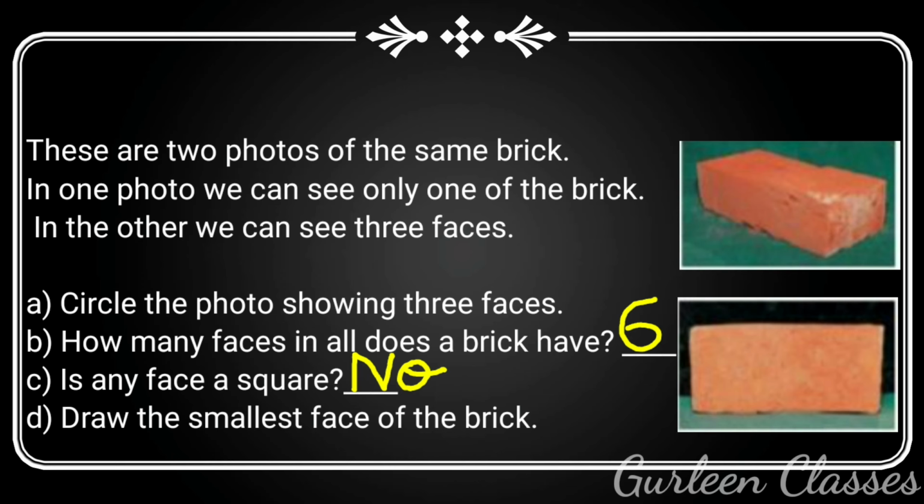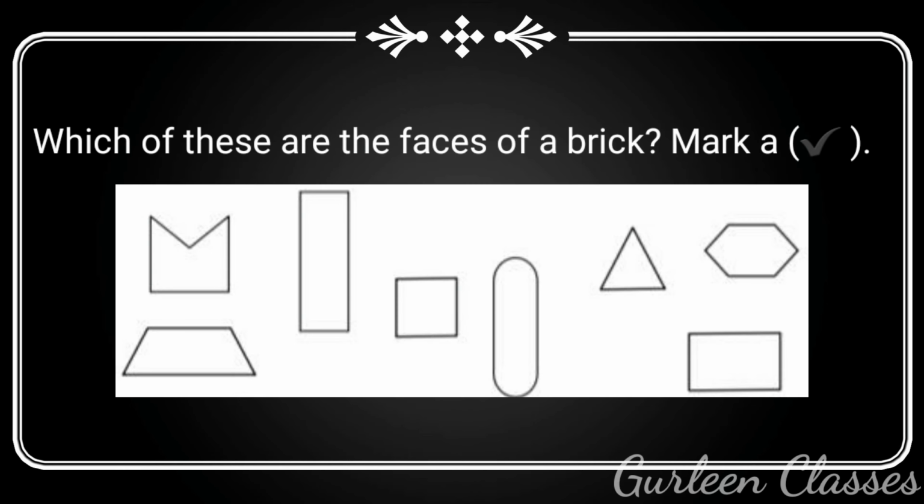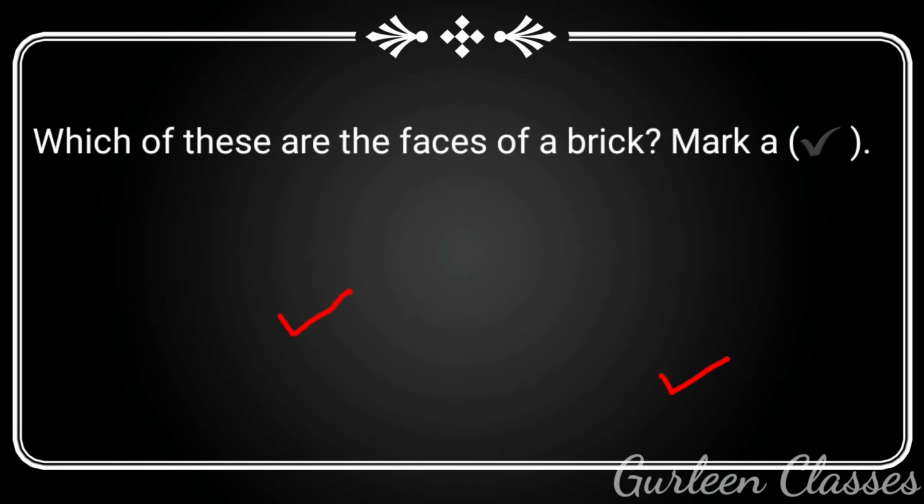D part, draw the smallest face of the brick. So here I have drawn the smallest face of the brick. Next question, which of these are the faces of a brick? Mark a tick. So this question is also from your NCERT book, page number 4. So as we have discussed earlier, in brick, all faces are rectangle in shape. So these 2 rectangles I have ticked. These are the faces of a brick.